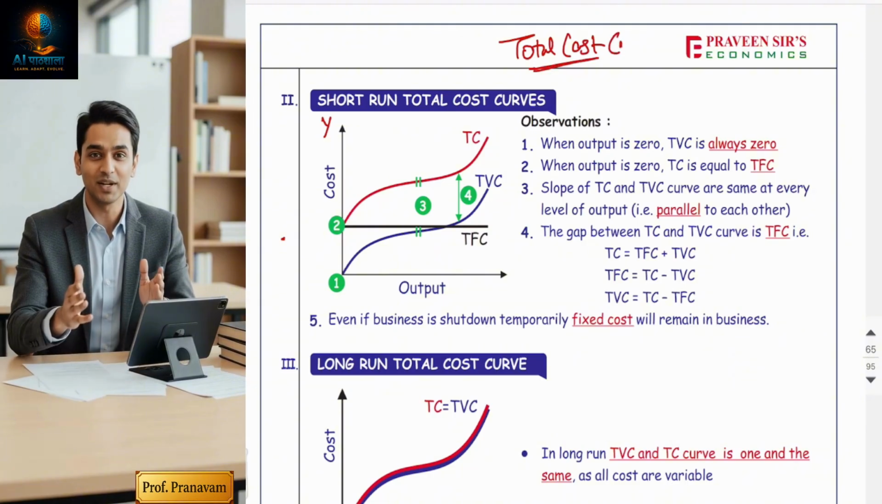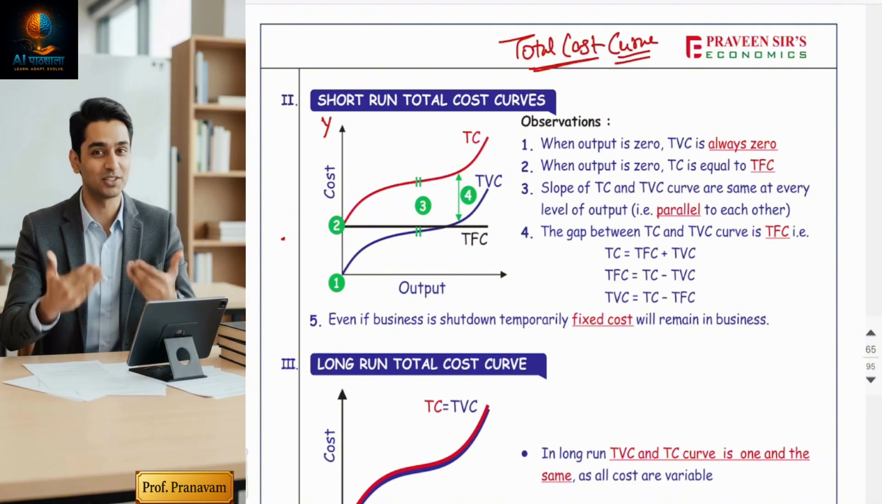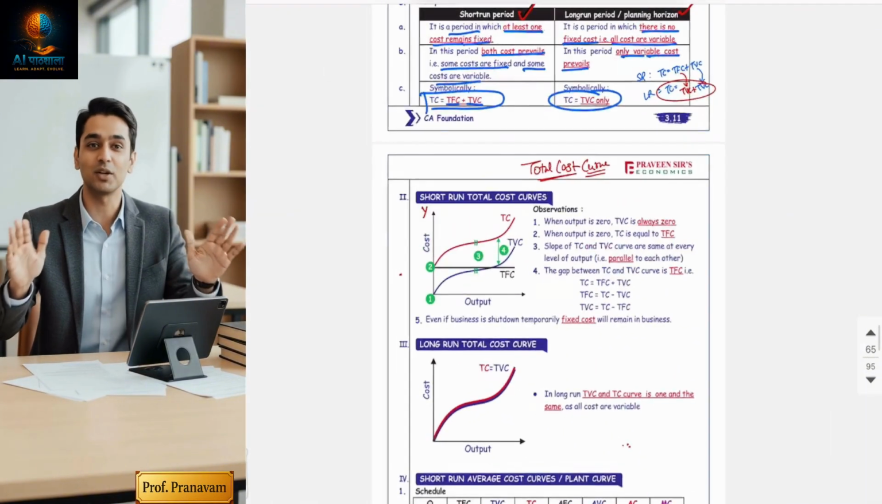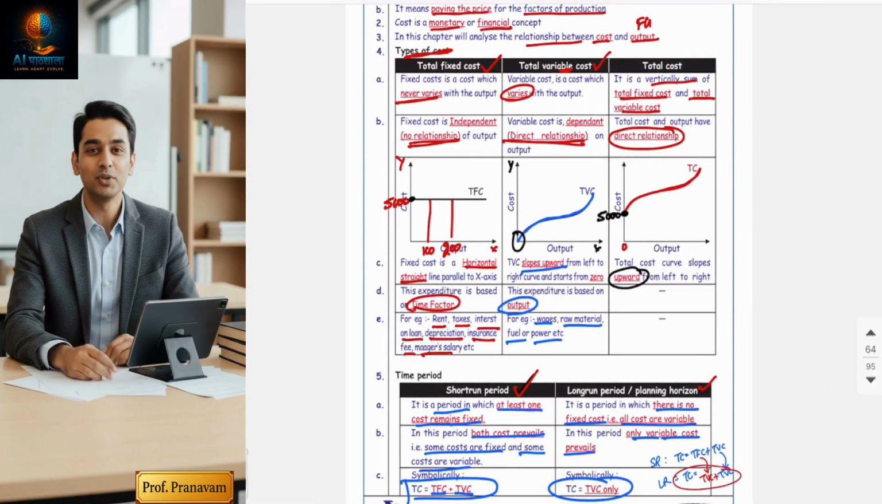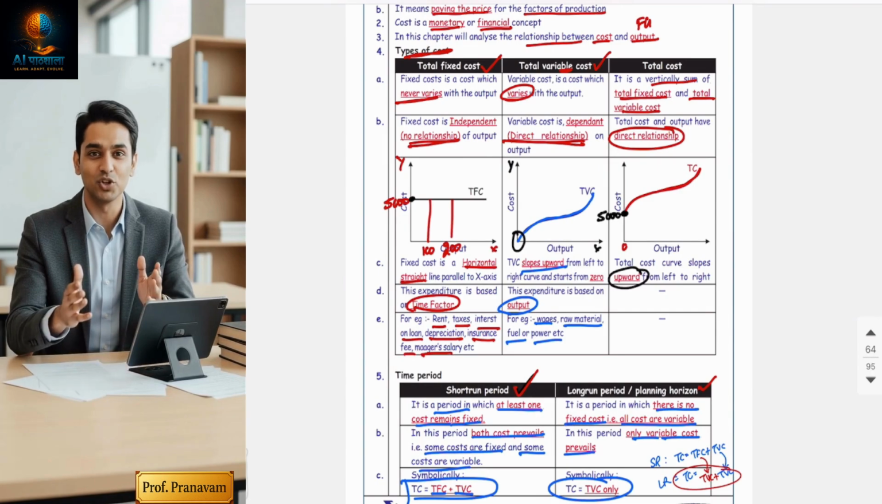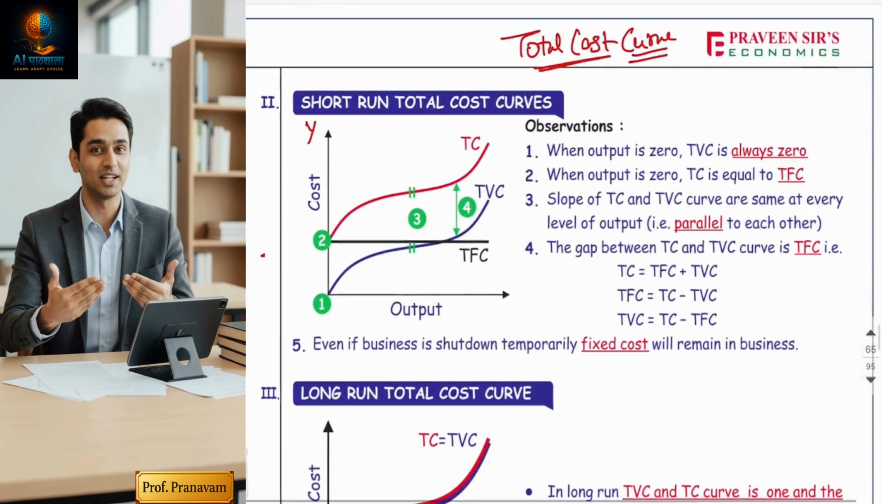Total cost curves. Now you have to understand the diagrams. I already explained the total cost curves over here. These are the diagrams, but now we're going to combine all these three diagrams and come up with some relationships.